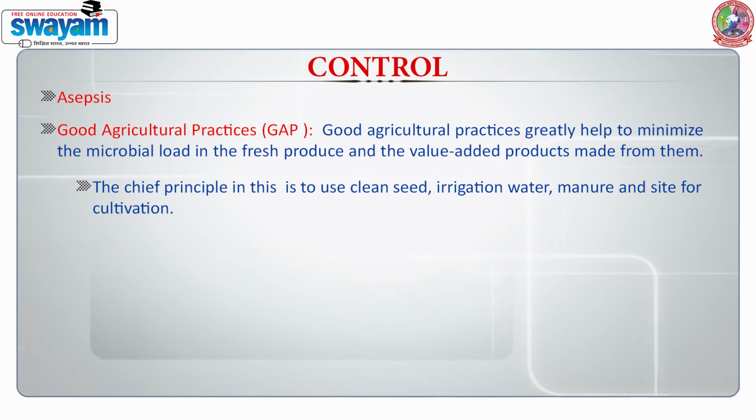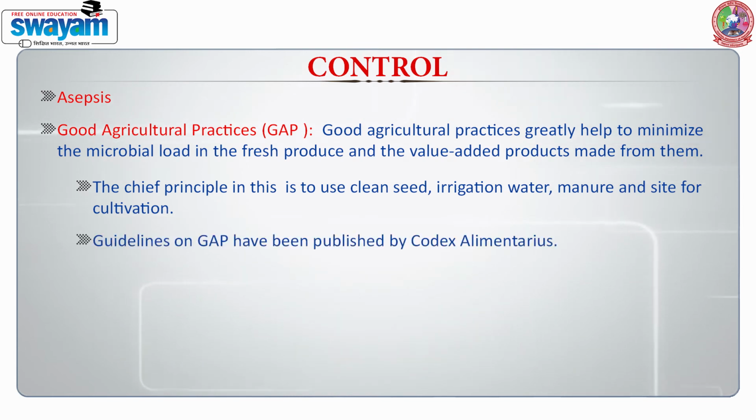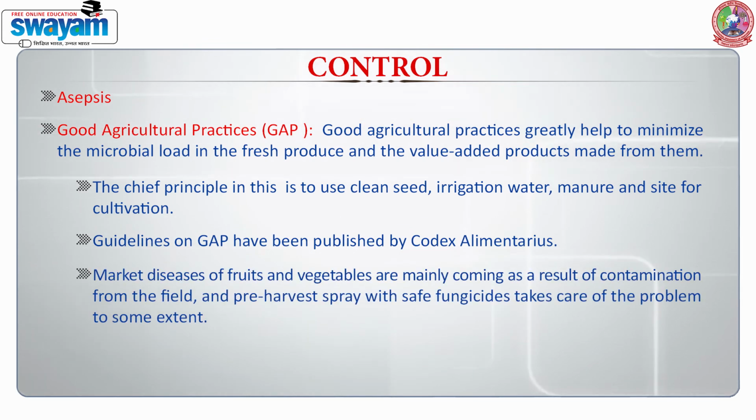And therefore, there are a set of guidelines on good agricultural practices which have been published by Codex Alimentarius. There are certain diseases which are acquired during the marketing process, and these are an extension of the contamination from the field, and pre-harvest spray with safe fungicides can take care of this problem to a large extent.